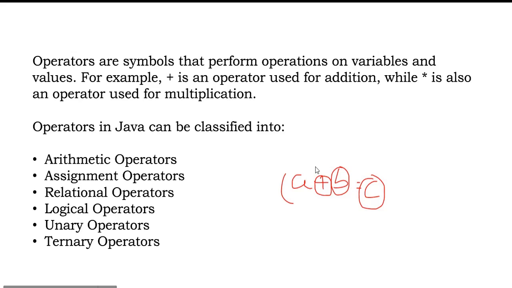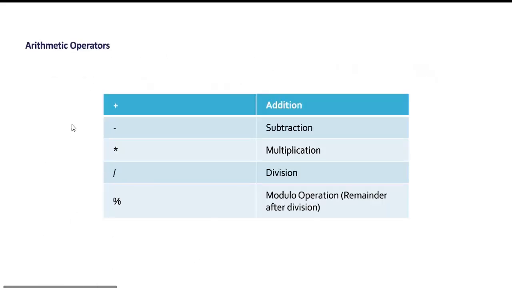So there are different types of operators in Java. Let's see them one by one. Arithmetic operators. In arithmetic operators, we have five different types of operators. One is plus, which is addition, then minus, which is subtraction, star is multiplication, then division, and modulo. Modulo is the remainder after whatever division we do, right? That is what modulo is.